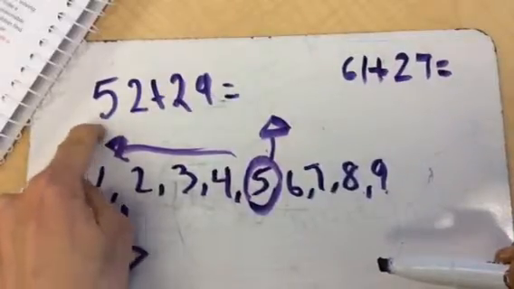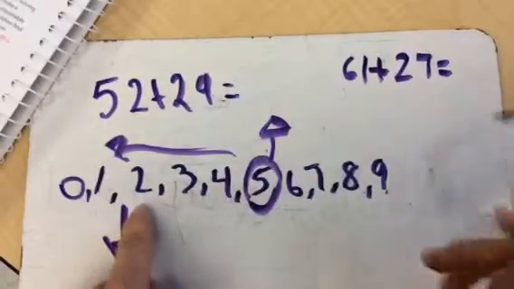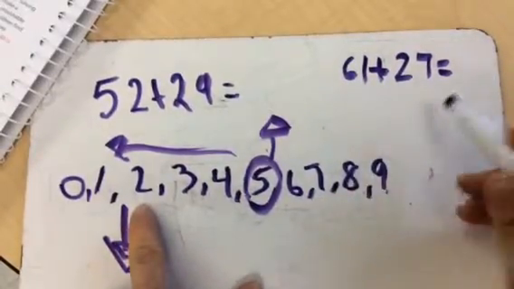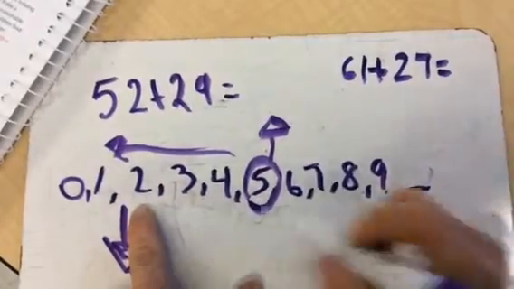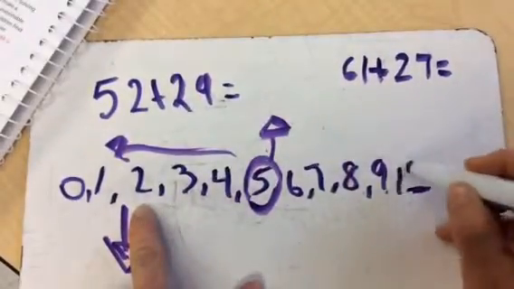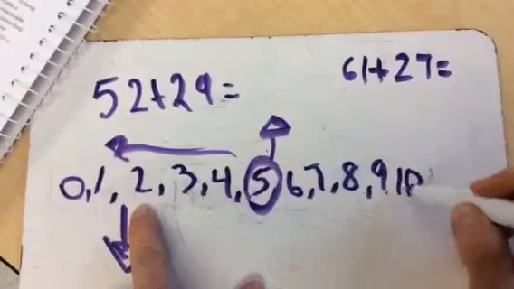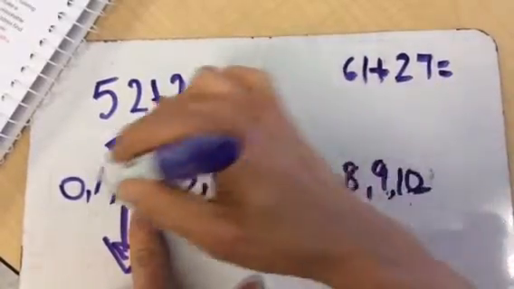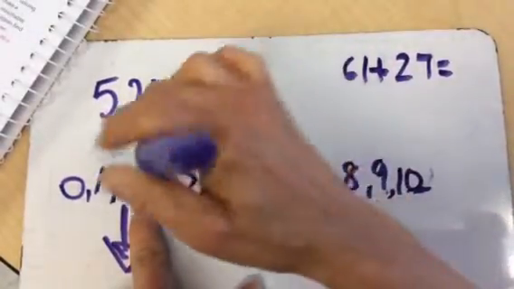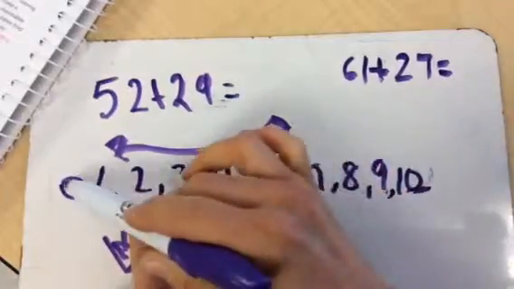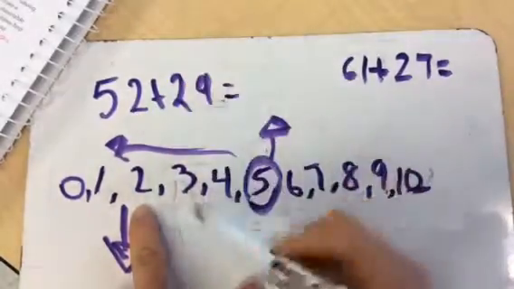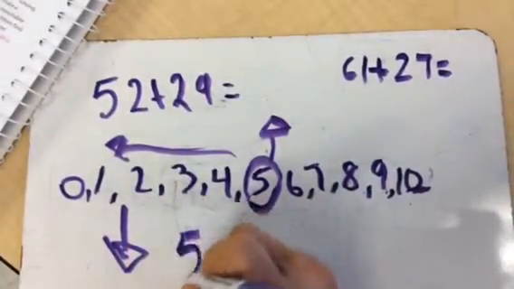So is 52 closer to 60, which would be right here, or is it closer down past the 5? So it's closer to 50. And it's definitely closer to 50 if I look here. So my 52 now becomes 50.